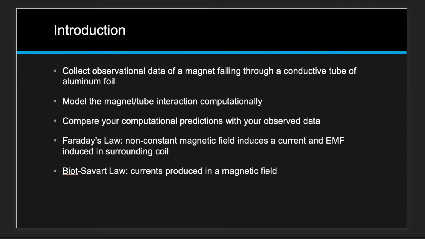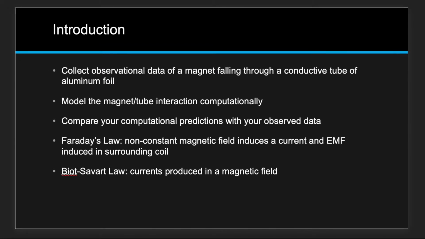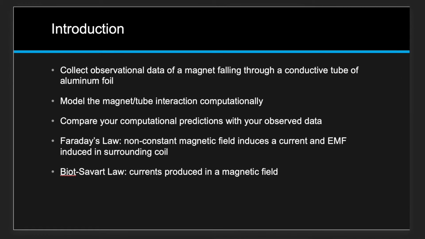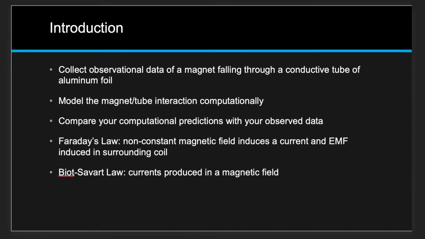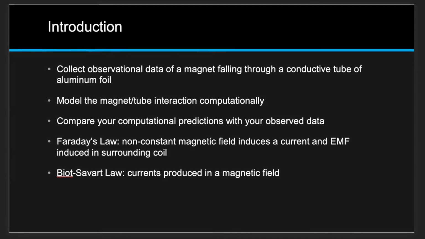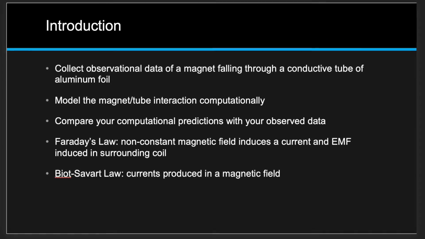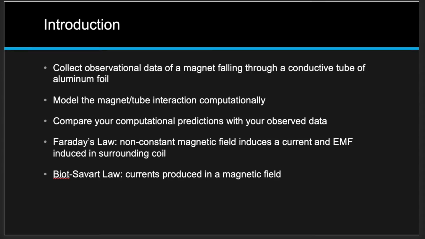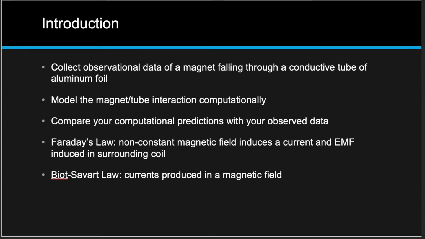So the purpose of this lab was to collect observational data of a magnet falling through a conductive tube of aluminum foil and to model that interaction through a coding script. And then you also had to compare the computational predictions with the data that we observed.